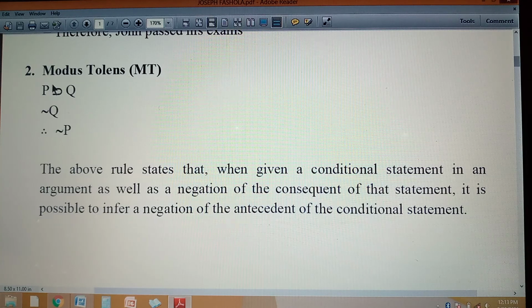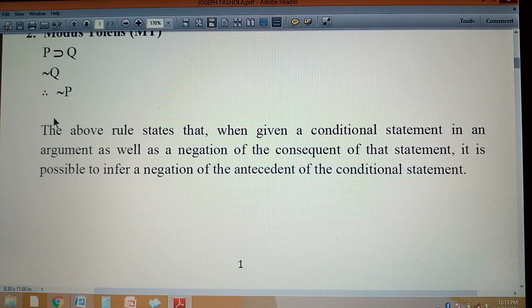So if John read, then John passed his exams. John did not pass his exams. So you can infer necessarily a conclusion that says, therefore, John did not read. See that? If John read, then John passed his exams. John did not pass his exams, therefore, John did not read. That's a necessary conclusion. It's a valid argument. The conclusion follows from the premises. This is modus tollens.